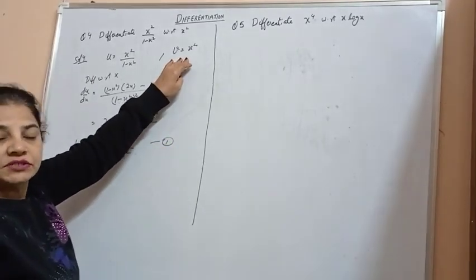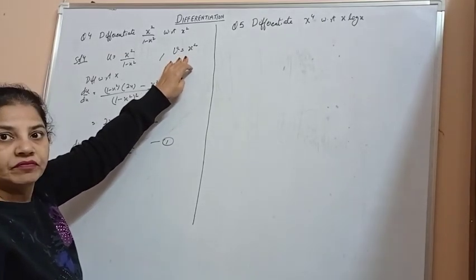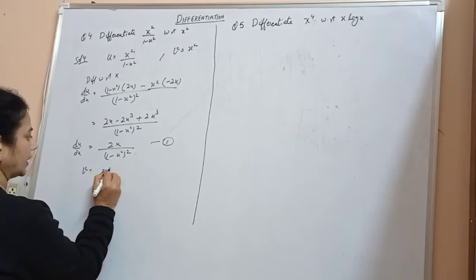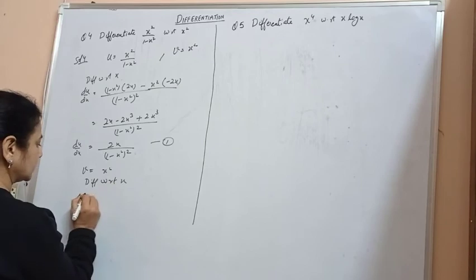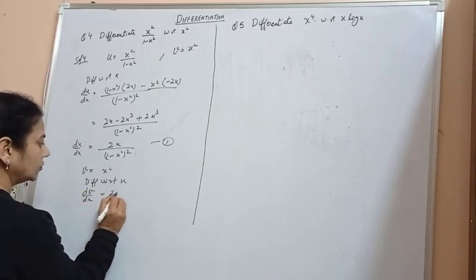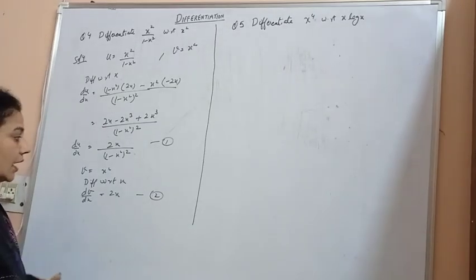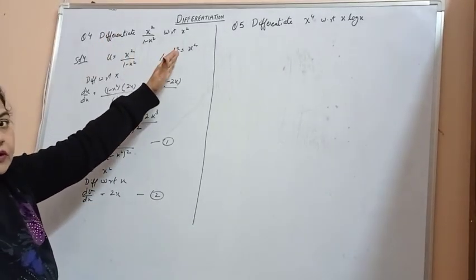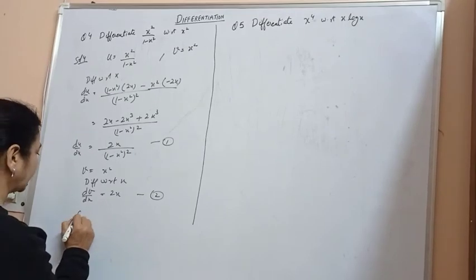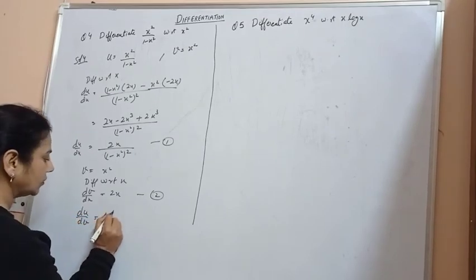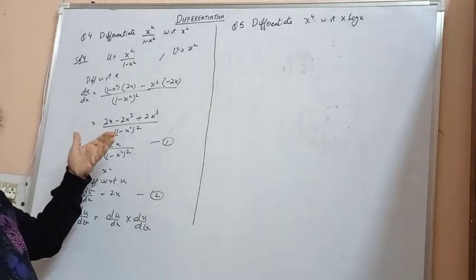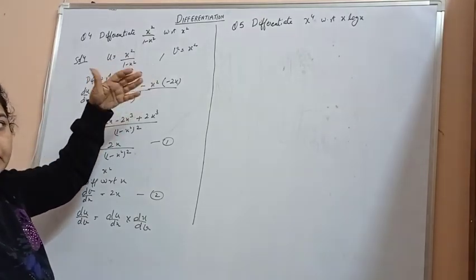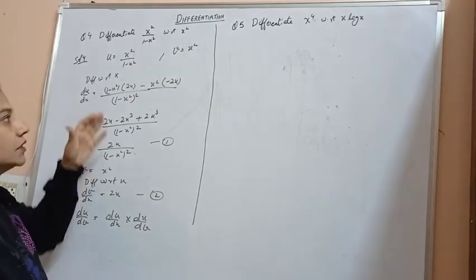Now the other function, with respect to which I have to differentiate, I have taken to be v. So I will take v is equal to x square and again differentiate with respect to x. So dv by dx is equal to 2x. This is my second equation. I have to differentiate u with respect to v, so my du by dv is equal to du by dx into dx by dv. Here, we introduce the naming of the functions as u and v.